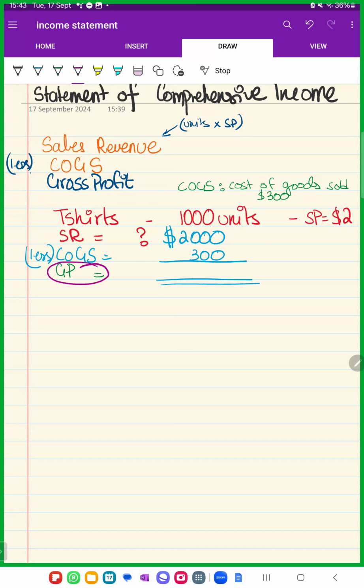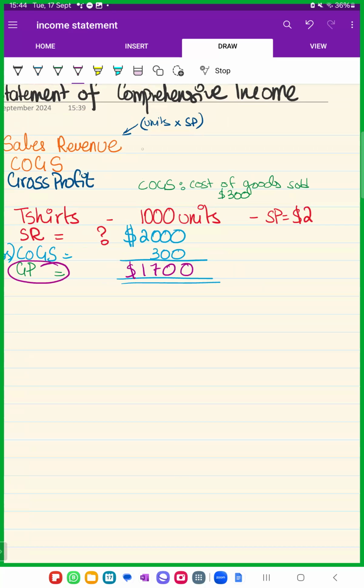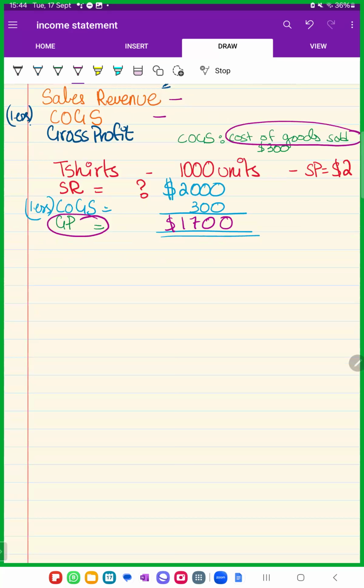Would it just be 1,700? Exactly. So in the end, what do we define the gross profit as? Gross profit is the profit the business makes when you deduct your cost of production from your sales revenue. So the cost of goods that were sold, when you minus that from your sales revenue, you get your gross profit.